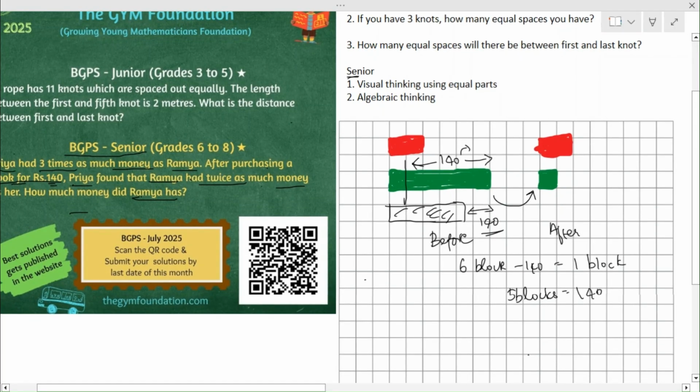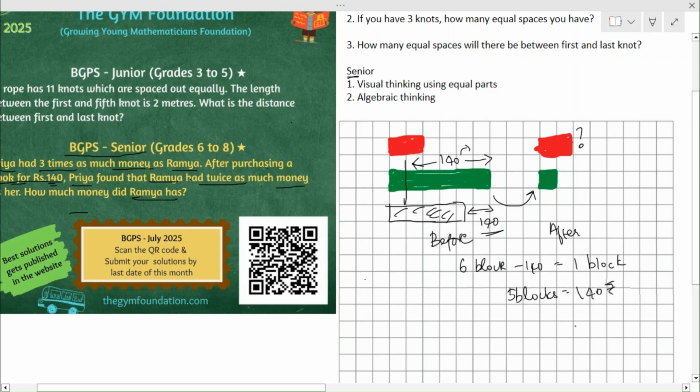It's a very intuitive way of working with visual thinking that will make it creative, right? So 5 blocks is 140, and immediately you have to think, what is it that I'm looking for? I'm always looking for the question that is asked. In this case, it is asking how much money Ramya has. So how much money Ramya has is basically two square blocks in this case. So if you find the value for one square block, you should be able to find the value for two square blocks. And you already know how much 5 square blocks is equivalent to in rupees.